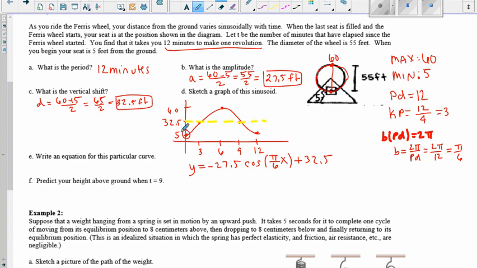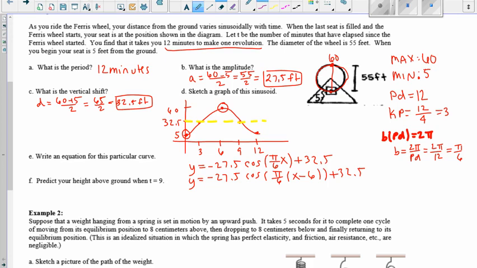Of course, we don't have to use this point down here. We could have used this point right here and had a phase shift. So I could have also done y is equal to negative 27.5 times the cosine of pi over 6 times x minus 6 plus 32.5. So our phase shift in this case would be 6.